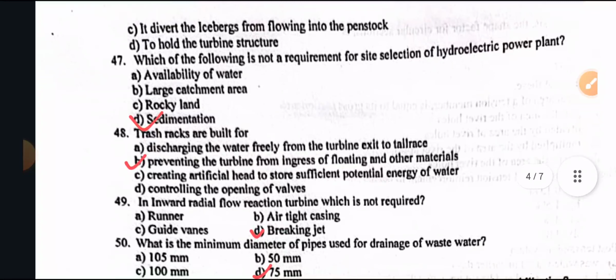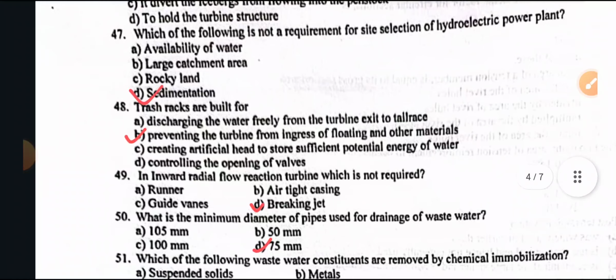Which of the following is not a requirement for site selection of a hydroelectric power plant? Sedimentation is not a requirement for site selection. When you are selecting the site for a hydroelectric power plant, then we don't see the area for sedimentation purposes. We don't see the criteria for sedimentation.